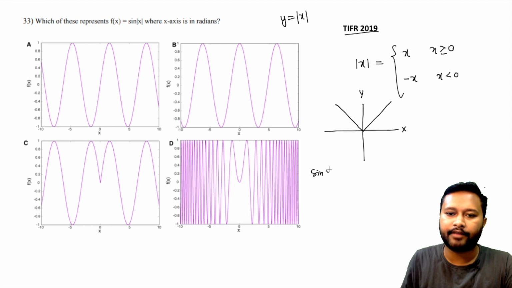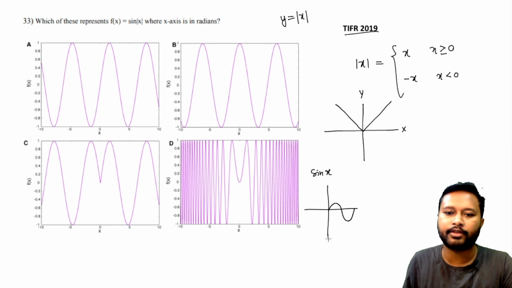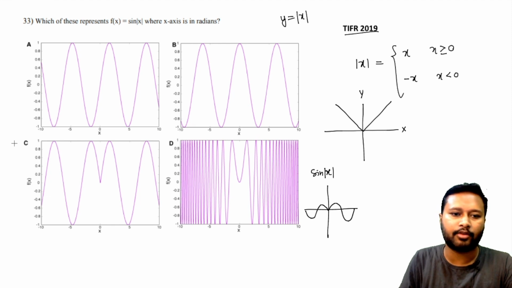If I have sine x, the graph of sine x starts from the origin and goes in this direction, something like this. This is how my sine x goes. So if it is sine mod x, what's the difference we are going to see? The difference will be that it is going to just mimic this side in the same way. So the graph is going to be option number C.